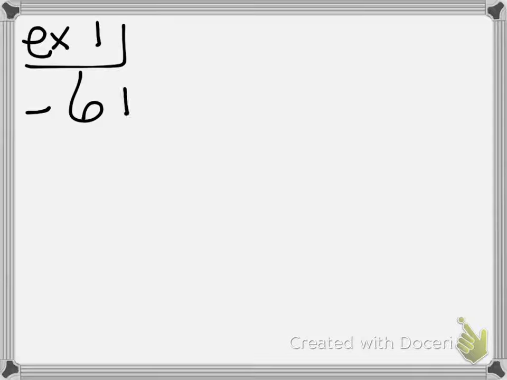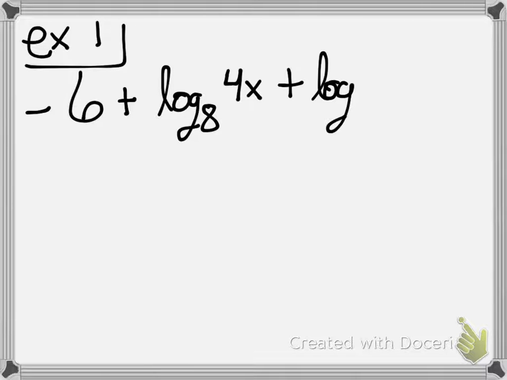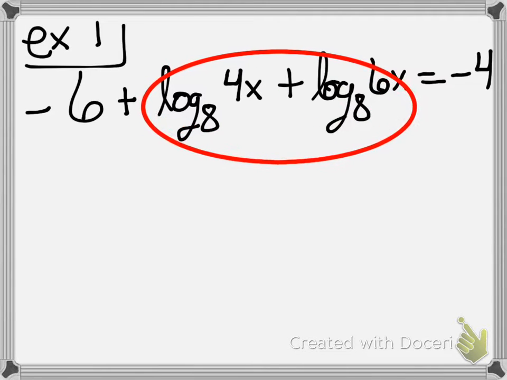Let's go ahead and work on our examples. We got 2 to talk about in this video. And the first one is going to be -6 plus log base 8 of 4x plus log base 8 of 6x equals -4. Now this seems like a lot, but don't worry about it. Now, first thing we're going to look at is our logarithms here.